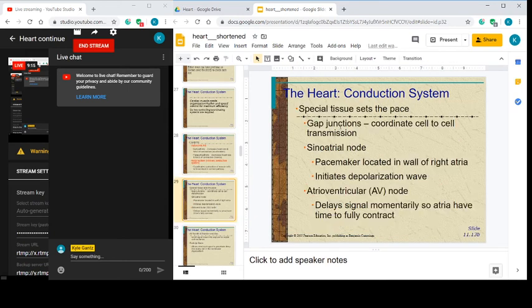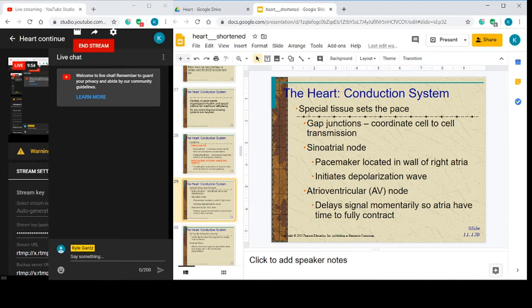And so what we're going to learn is some of these nodal system things that we have in the heart. All right, so we have a special tissue that sets the pace. We have gap junctions. This is way back, where we talked about gap junctions, that cell to cell communication, right? Which is going to be important for us so that we can cause a contraction or a nerve impulse to go. So we have gap junctions: cell to cell transmission, muscle cell to muscle cell transmission.